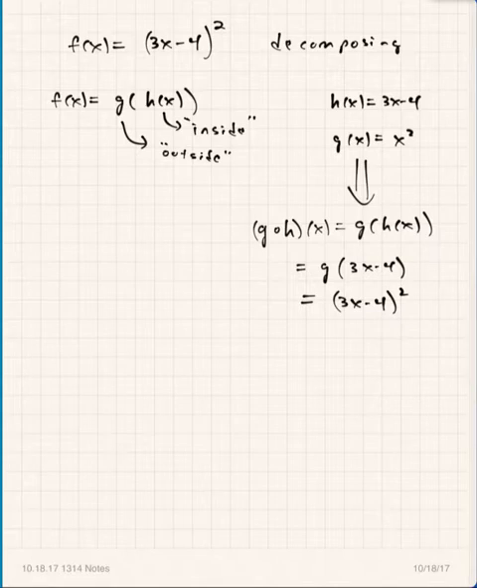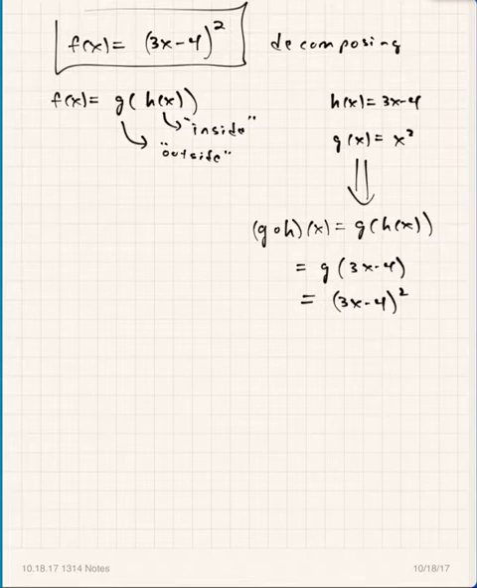And so this is decomposing a function. This is our original function right here. And what we did is we wrote it as the composition of two smaller functions. In this case, g of h of x, the square function of the 3x minus 4 function. All right? It takes a little bit of practice to get used to doing this, where you're decomposing a function like this. But let's look at another example.